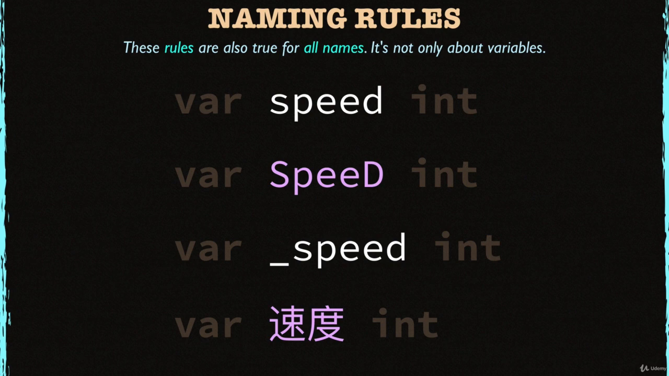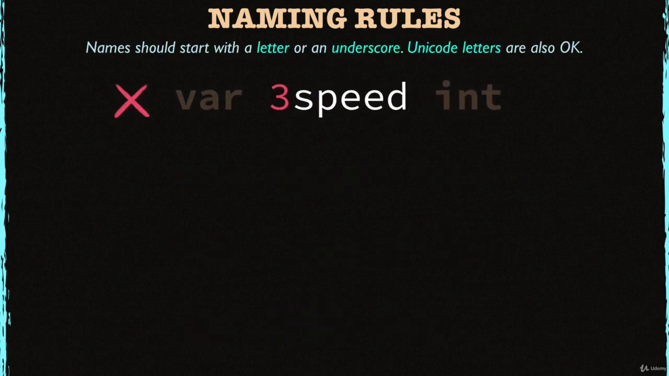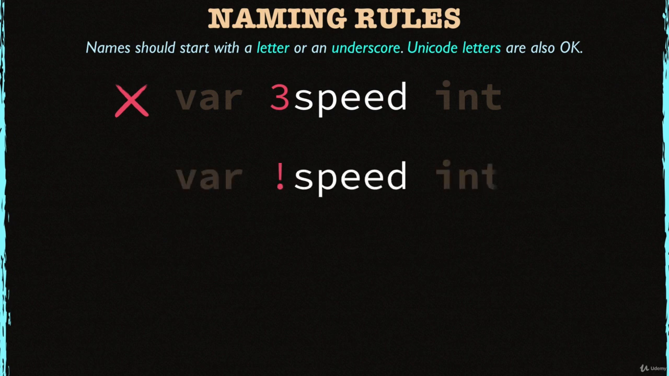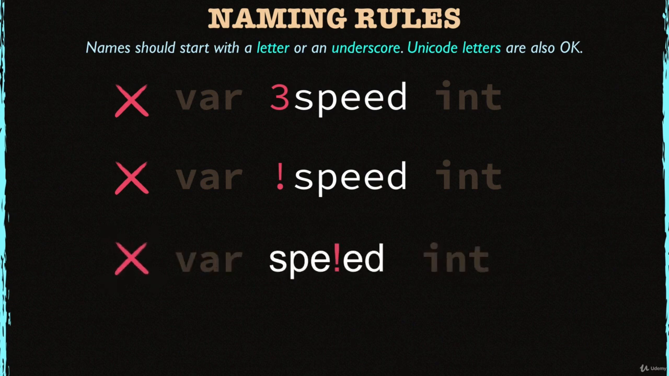Now let's take a look at what you can't do. For example, a name cannot start with a number like this. Or a name cannot start with a punctuation character like this. Also, a name can't contain a punctuation character inside or end with it.